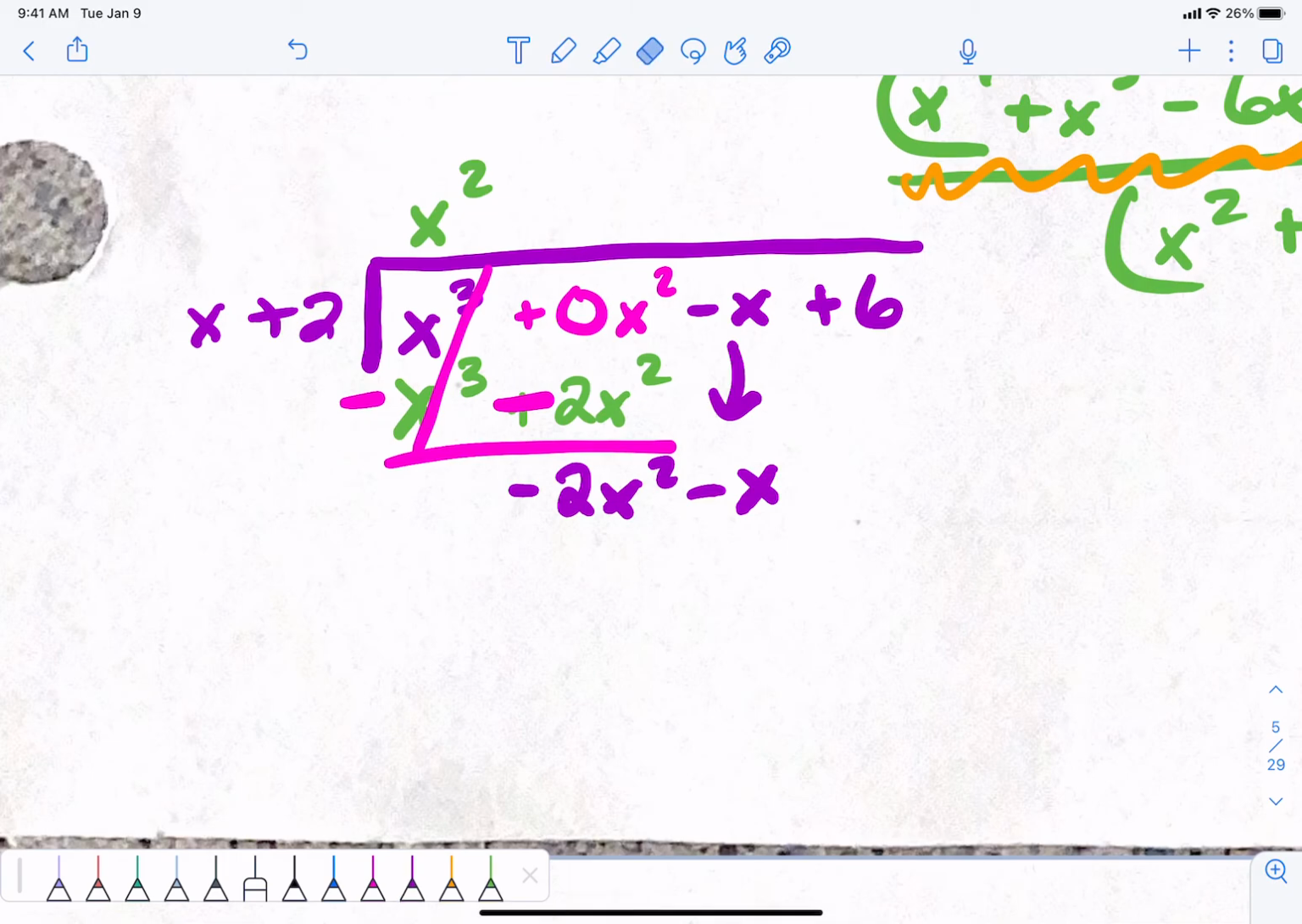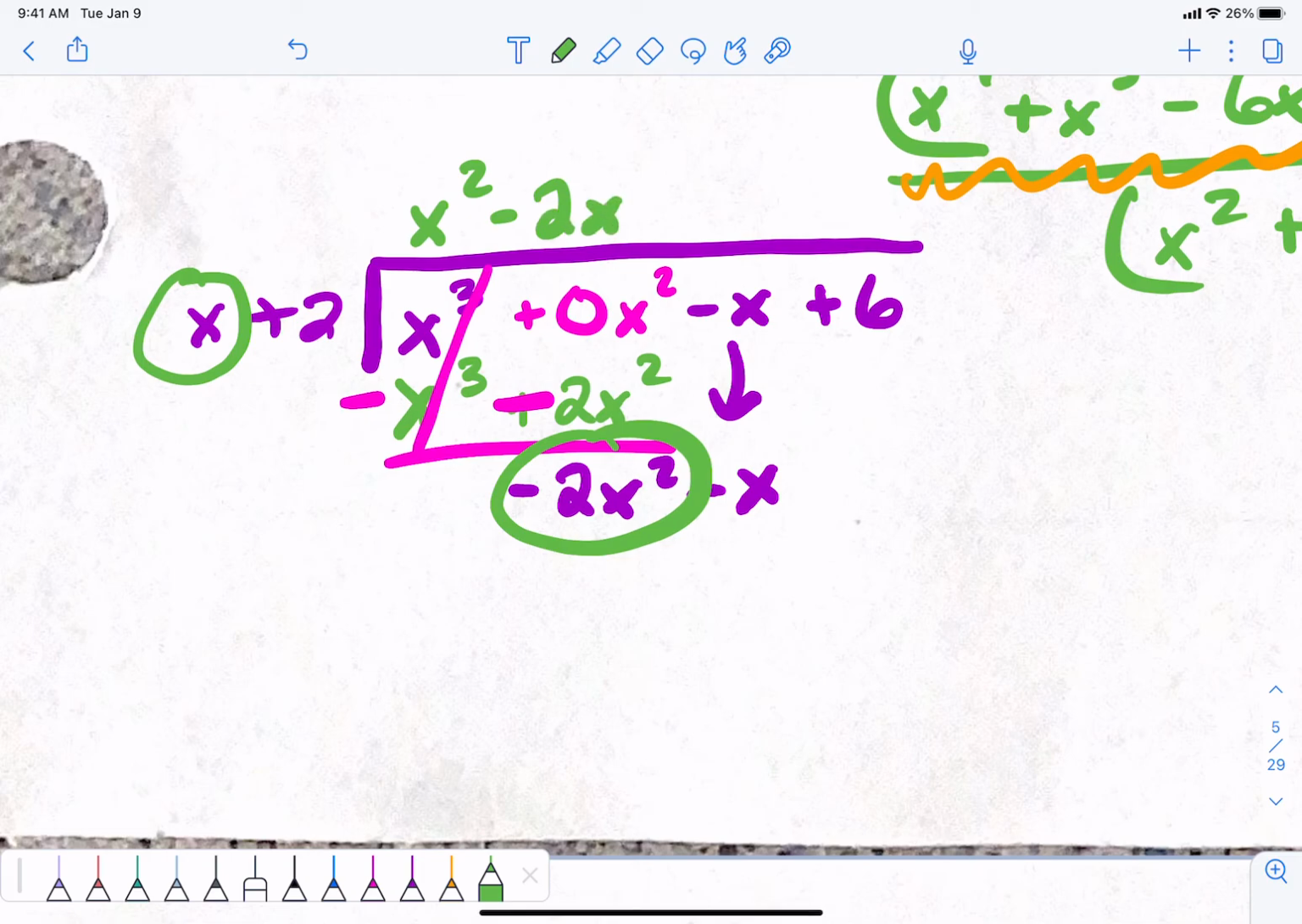Now we add that to 0, so this becomes negative 2x squared, and we drop the negative x down, right? Okay, then we keep going. So we say, what do you multiply by x to get negative 2x squared? Negative 2x, right?